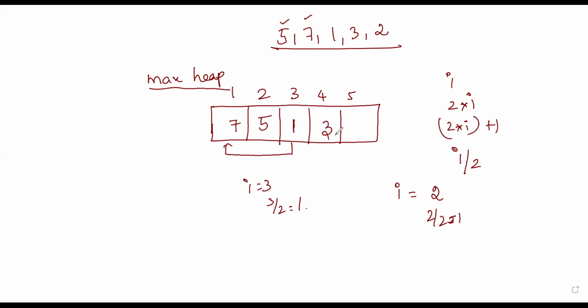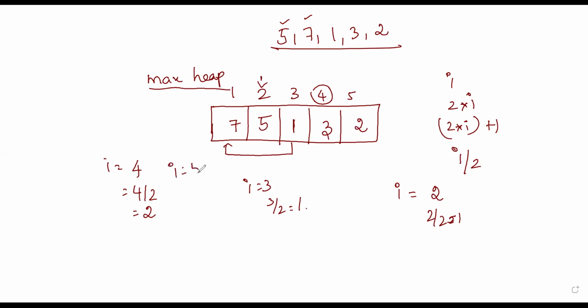Okay, the next element to be inserted is 3. Now i is equal to 4, the index is 4. So 4 by 2 is 2, so this fourth position element's parent is at index 2. Compare with its parent. The parent has a greater value, so don't do anything.